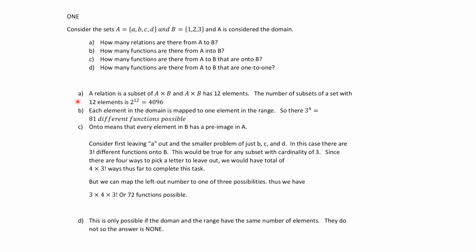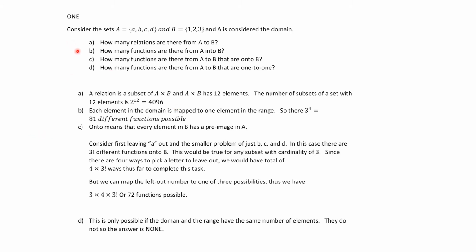Well, a relation, as you know, is a subset of the Cartesian product A cross B. And if you take a set A that has 4 elements and a set B that has 3 elements, there will be 12 elements in the Cartesian product. But each element in there, each ordered pair, can either be in or out of the relation. So it's 2 times 2 times 2 and so on and so forth. So it's 2 to the 12th, or 4,096.